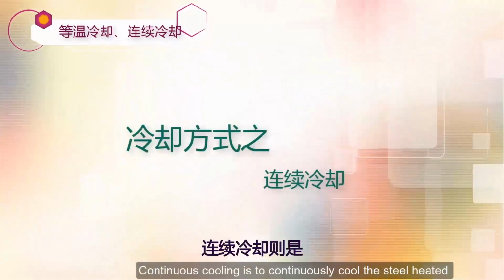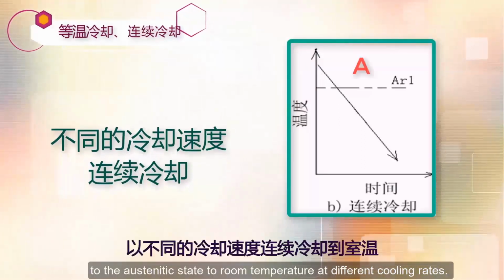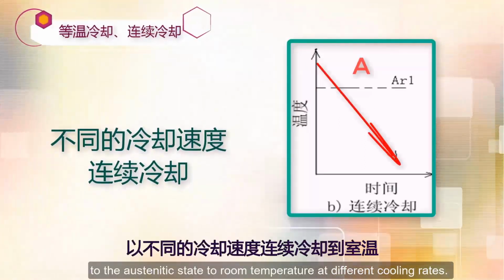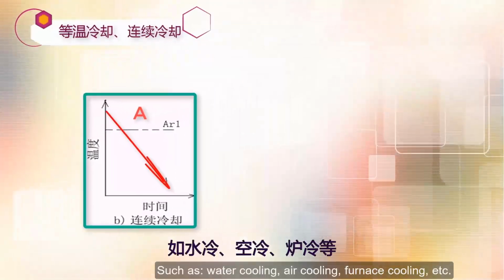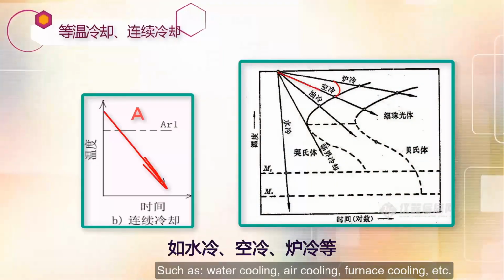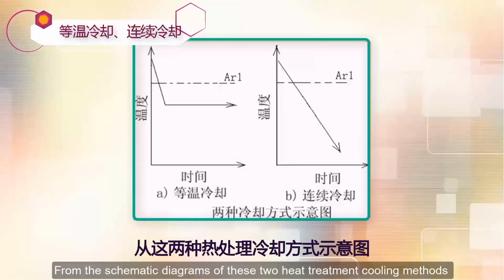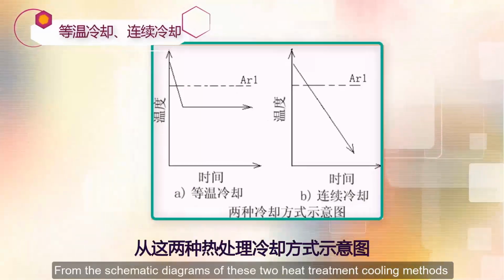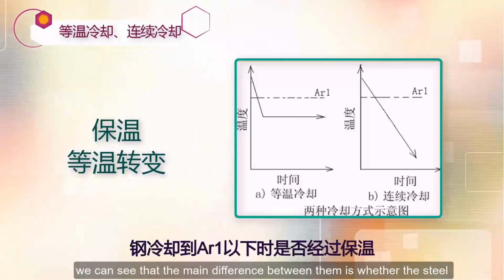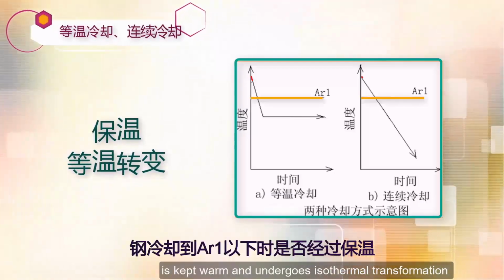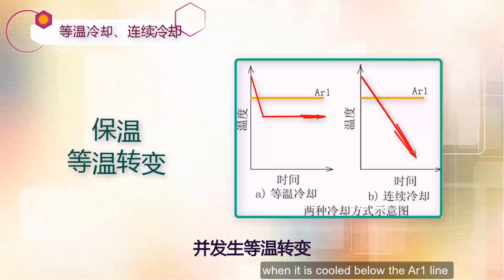Continuous cooling is to continuously cool the steel heated to the austenitic state to room temperature at different cooling rates, such as water cooling, air cooling, furnace cooling, etc. From the schematic diagrams of these two heat treatment cooling methods, we can see that the main difference between them is whether the steel is kept warm and undergoes isothermal transformation when it is cooled below the Ar1 line.